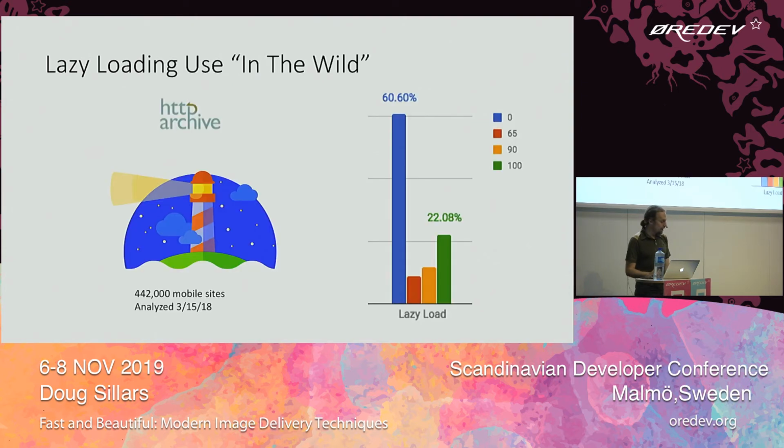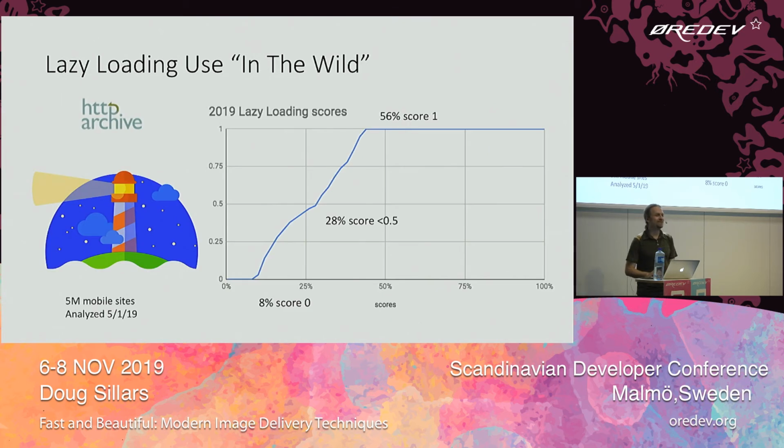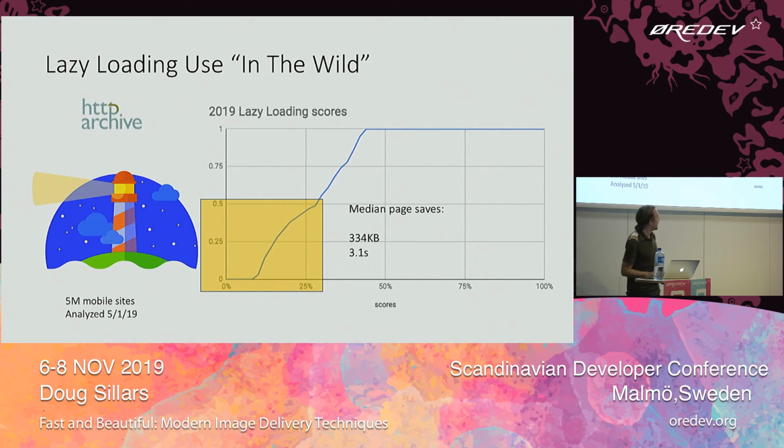Lazy loading has really taken off. Last year, only 22% of the web was passing, and this year it's 56% of the web. A lot of people have implemented lazy loading. The folks that have not could save 300K, 3.1 seconds on their mobile site. And again, the people down here, at the 10% level, scoring a 0, we're talking 12 seconds faster.